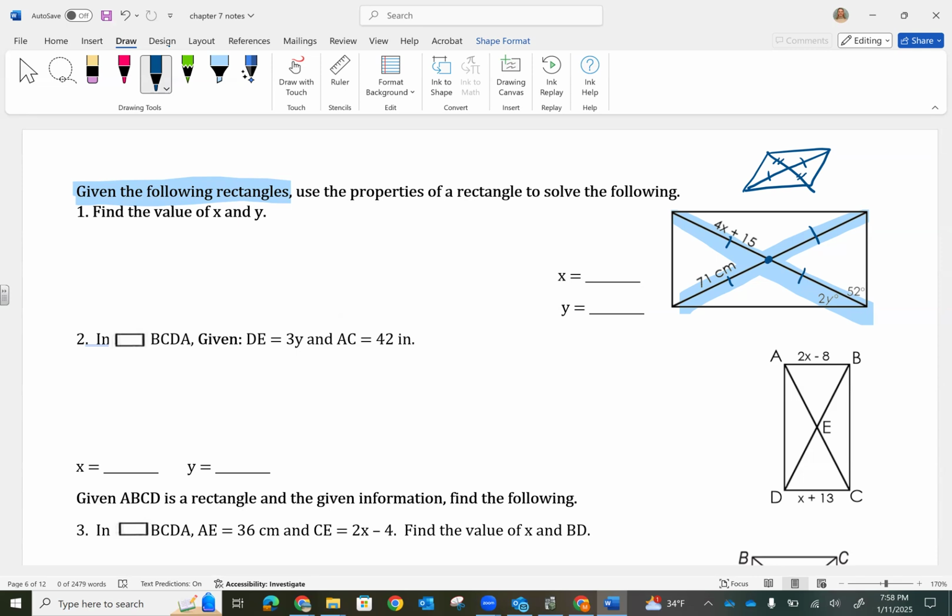So we know that 4x plus 15 equals 71. Divide by 4, and x is equal to 14.